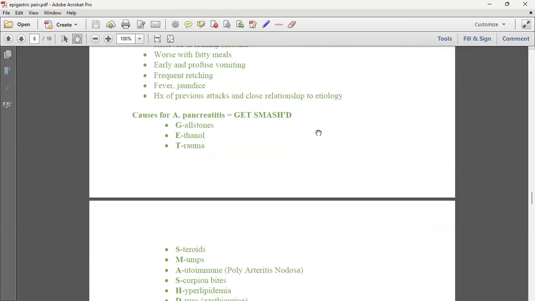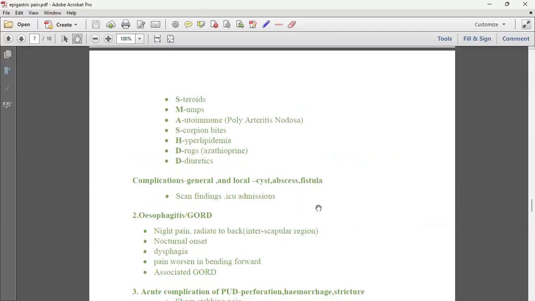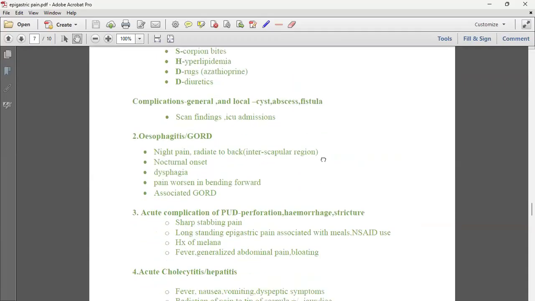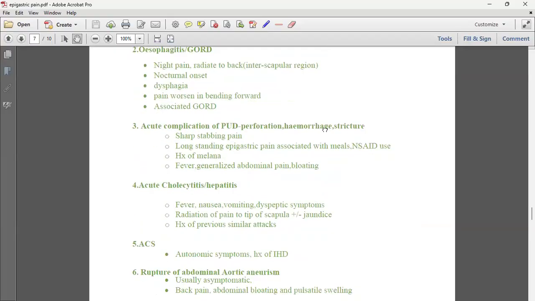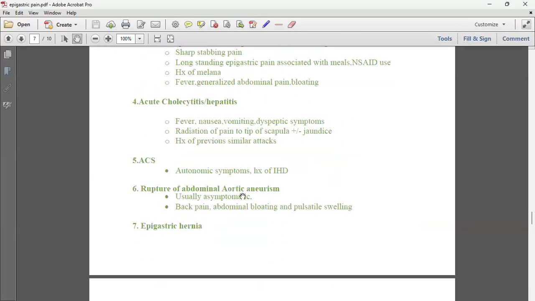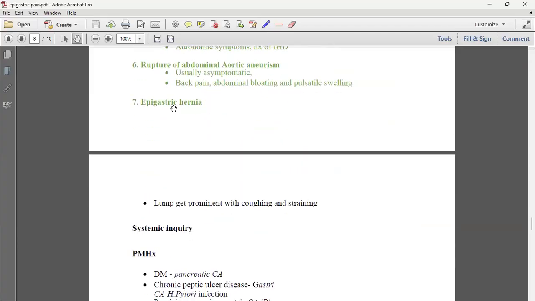Okay, and if a patient comes with acute epigastric pain, you have to think about acute pancreatitis, acute complication of peptic ulcer disease, whether this is a GORD or some entity of esophagitis, or whether this is acute cholecystitis or hepatitis. This is a ruptured abdominal aortic aneurysm. This is an acute coronary syndrome, or whether this is a hernia. Okay, so this part is very important, and how to differentiate each is very important.